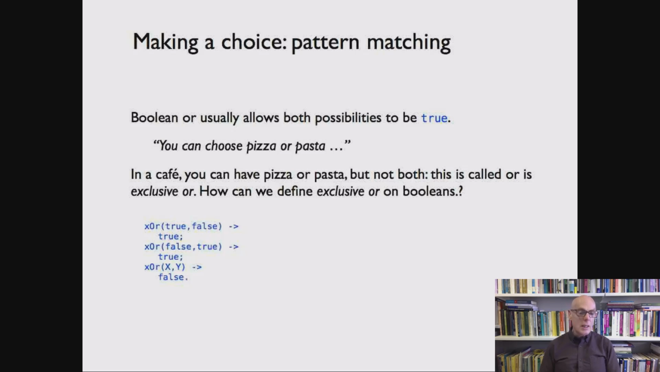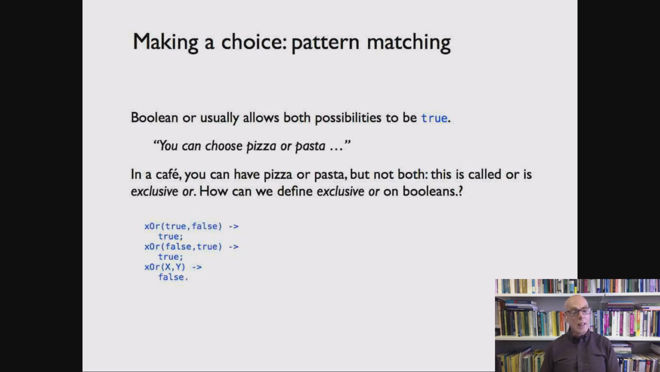Well, you can see at the foot of the slide I've put a definition. And this says exclusive OR, if the arguments are true and false, is true. Exclusive OR, if the arguments are false and true, is true. Exclusive OR, in every other case, when the arguments x and y are variables there, remember, so they match anything, the answer is false. So that would match the case of true and true, and match the case of false and false.